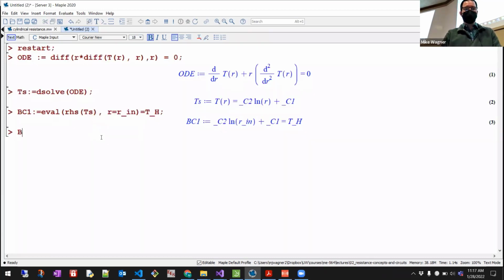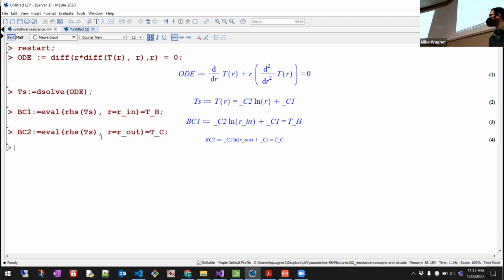Okay, BC2 is the same thing. We're going to evaluate that, the RHS of TS at R equals R out, and that is equal to TC. All right, so there's our two boundary condition solutions.